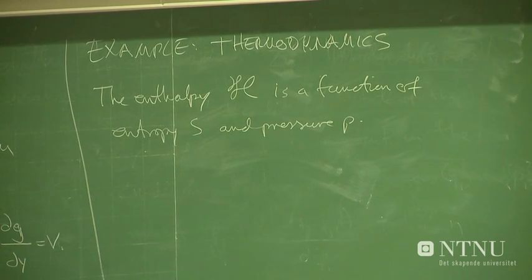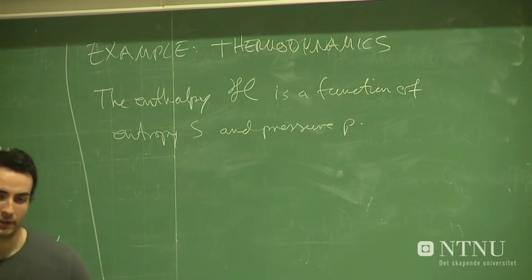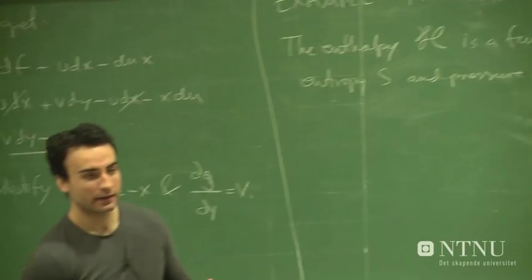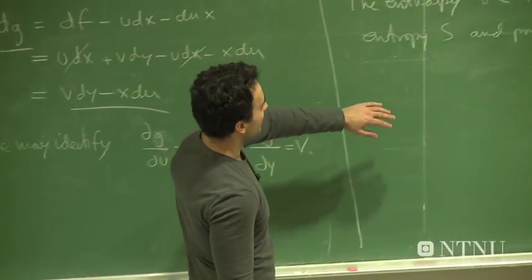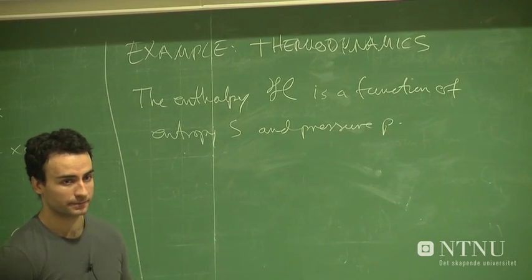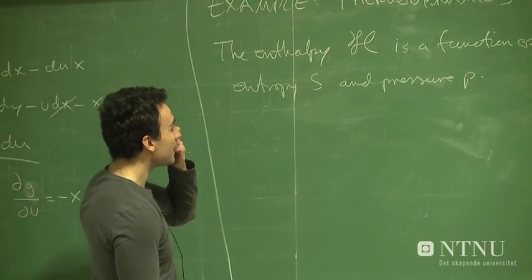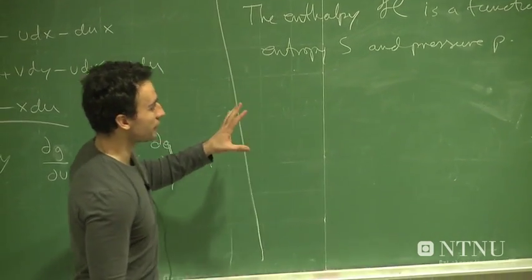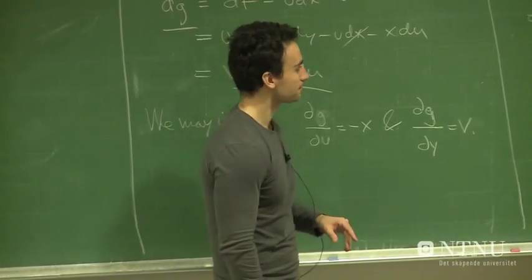In thermodynamics, you often use a quantity known as the enthalpy, which I have here written as curly H. Usually you can write H, but I don't want to confuse it with the Hamiltonian of the system. So you often use the enthalpy in order to characterize various types of reactions, to see whether they are possible or spontaneous or not. And the enthalpy is a function of the entropy, S, of the system and the pressure, P.